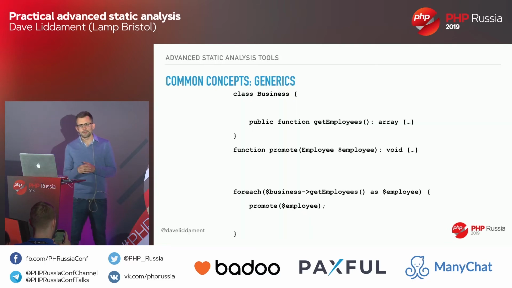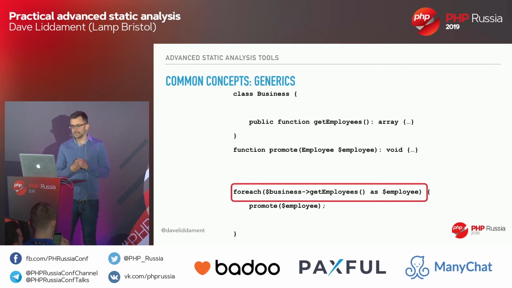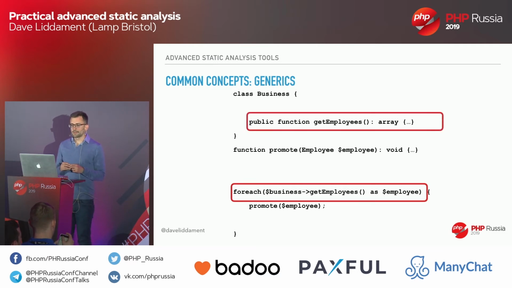However, there is a limitation in the PHP language at the moment in that generics aren't really covered. So if we look at this code, we can see we've got a foreach loop, and it's looping around the response from getEmployees. And we can see that getEmployees does return something iterable. It returns an array. So we have type hinted getEmployees, which is good. But there's no way of saying what is in that array.